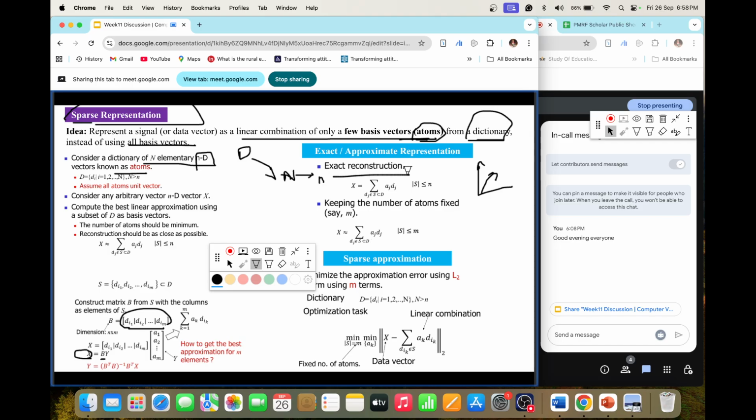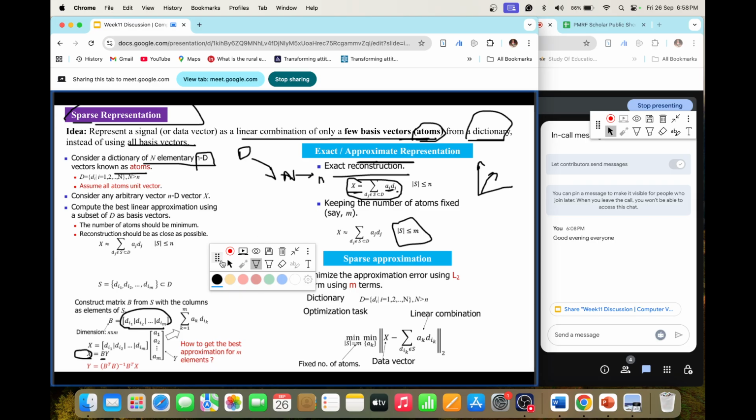Okay, so this is exact reconstruction, meaning if you are taking all the atoms, then this is your exact representation. That is alpha j into dj, where dj is all the atoms you are taking. By that you can do the exact reconstruction of your data set. But if we do exact reconstruction, we are not performing dimensionality reduction. So our idea is approximate representation. You can do approximate representation by choosing not all the n, but a smaller number of atoms.